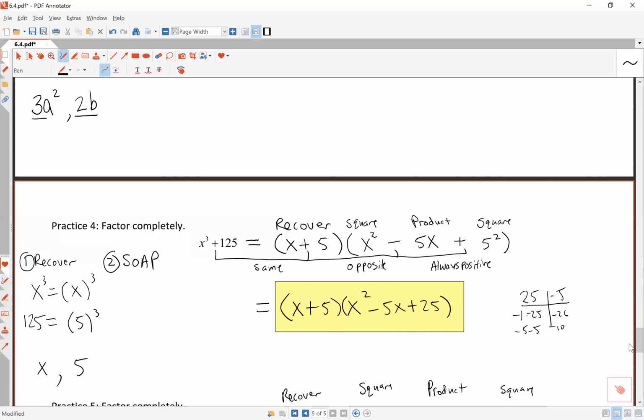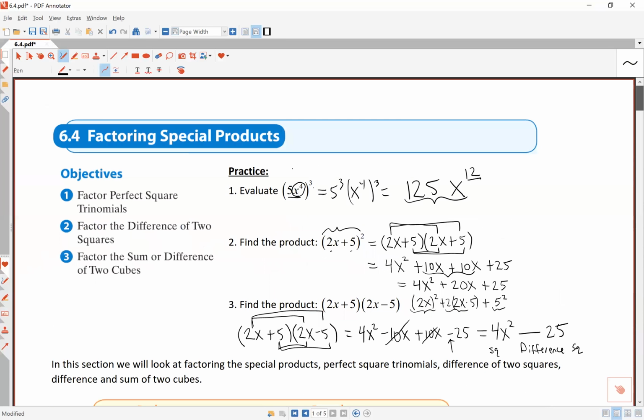This concludes the video for section 6.4, objective 3, factor the sum or difference of two cubes.